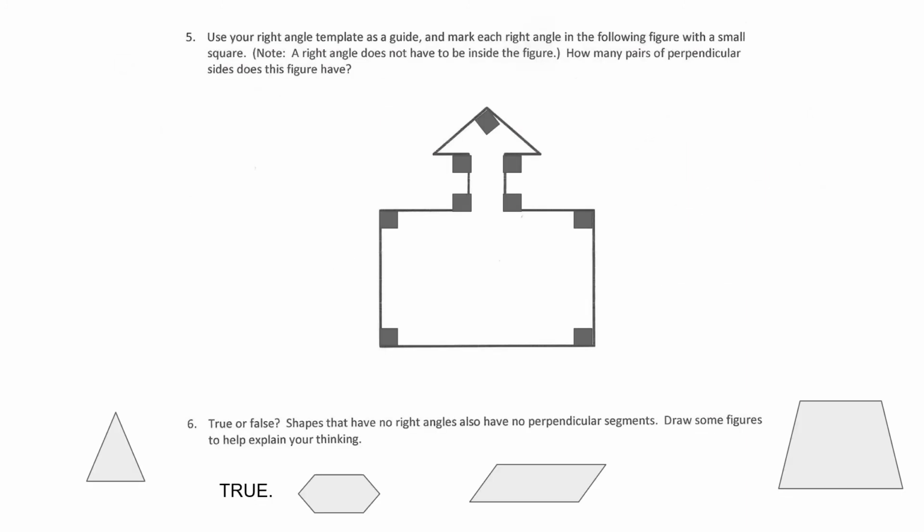Okay, so now we're going to use our right angle template. This is very similar to what we just did with the arrow. It just is kind of wider. You're just going to mark them, and then how many pairs of perpendicular sides does it have? So we have 1, 2, 3, 4, 5, 6, 7, 8, 9. See if you can find all 9.